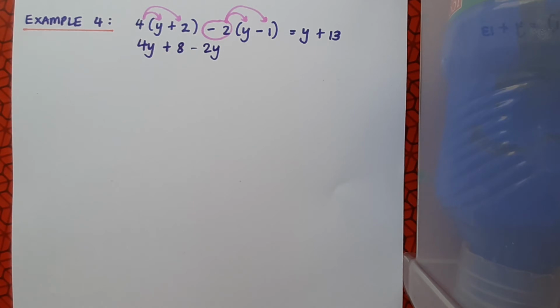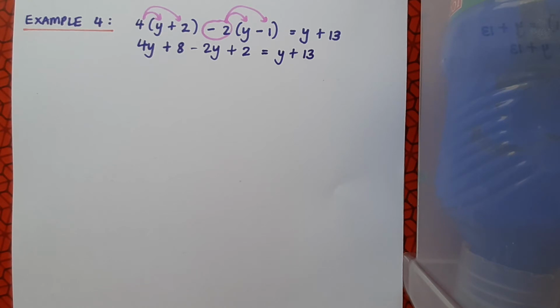A minus by a minus gives a what? When I'm multiplying, it gives a positive. So I get plus 2, because the minus by the minus makes the plus, and the 2 by the 1 makes the 2. On the right-hand side, y plus 13 can just stay exactly as is for the minute, until we tidy up a bit more.